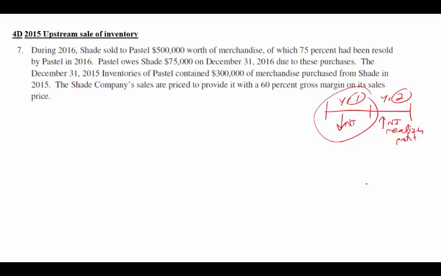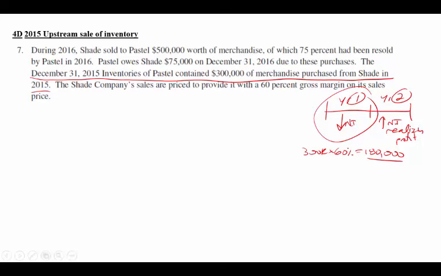Okay. Now here's the information for this transaction. December 31st, 2015, inventories of Pastel contained $300,000 of merchandise purchased from Shade in 2015. So we actually don't know the total amount of the sales. All we know is the portion that was unsold at the end of the year. Now of that $300,000, we know that 60% of it was profit, which would have been eliminated in the 2015 financial statements. So that tells us there's $180,000 in unrealized profit included in that amount.